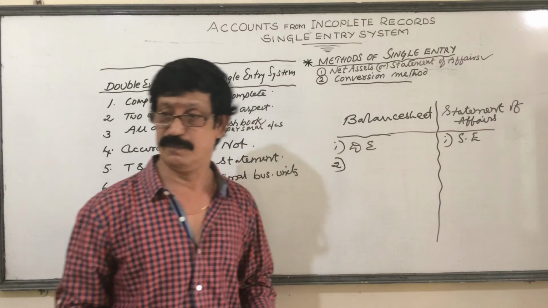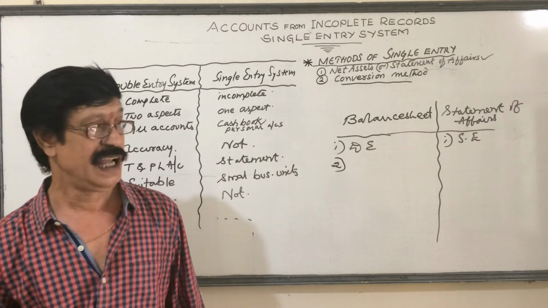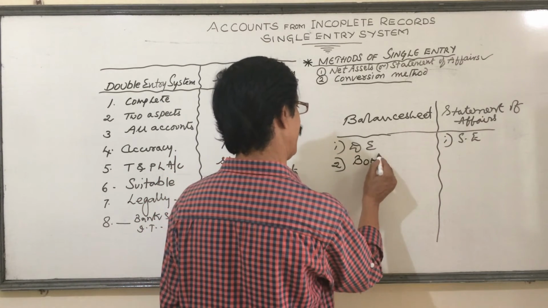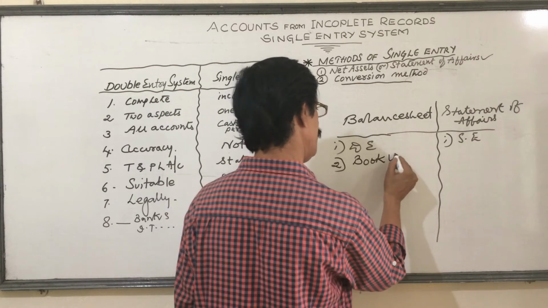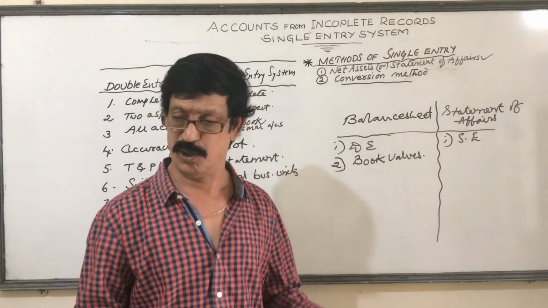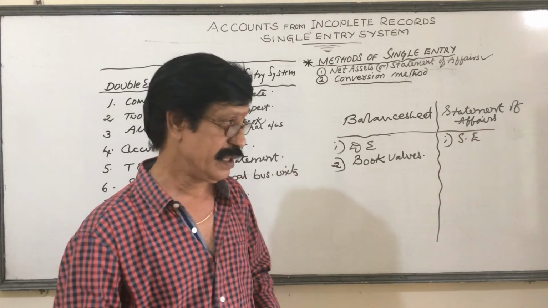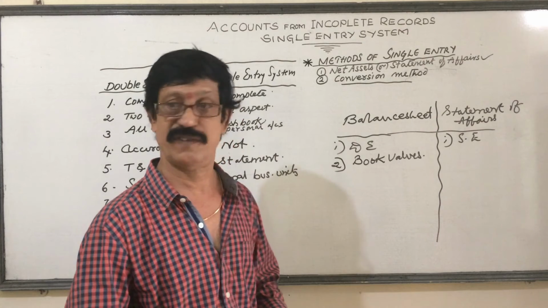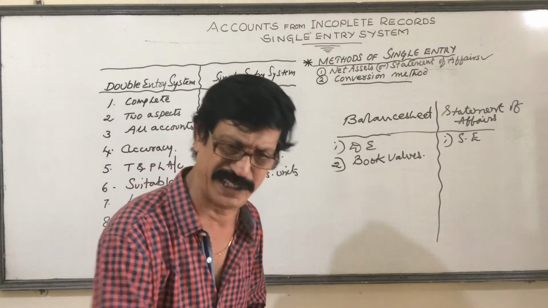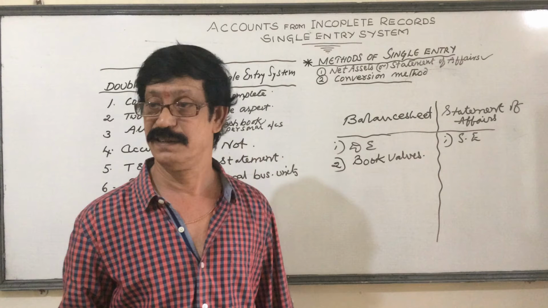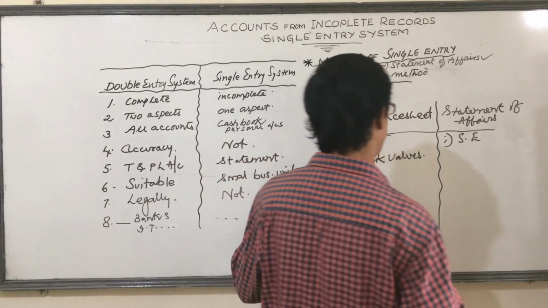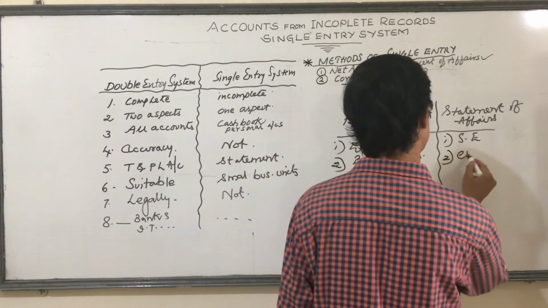Next, under the double entry system, in the balance sheet we are preparing, we are taking all assets and liabilities from the book values according to our ledger accounts. When you are preparing the balance sheet, all the balances, building, furniture, machinery, cash balance, bank balance, we are taking from the trial balance, from the ledger account balances. But here, all the assets and liabilities are taken at estimated values.